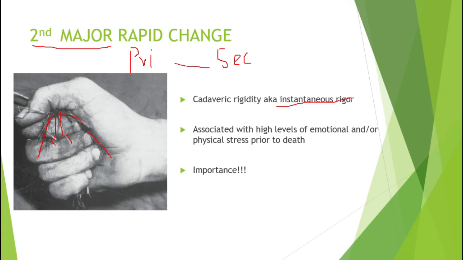So the summarized or easier version of all this is that instantaneous rigor is found in individuals who are at high levels of physical and emotional stress at the time of death, and it persists until rigor mortis develops. As secondary muscular flaccidity starts, it goes away. The importance of instantaneous rigor is to know the conditions preceding death.